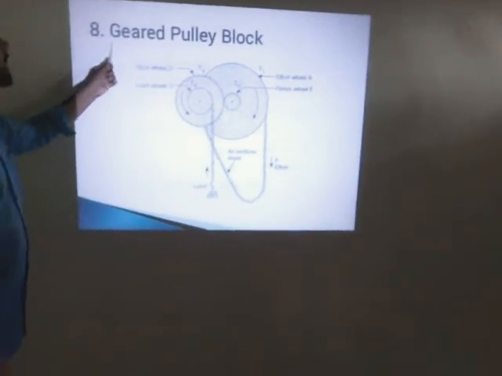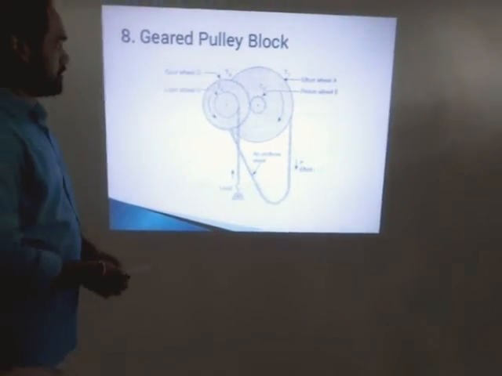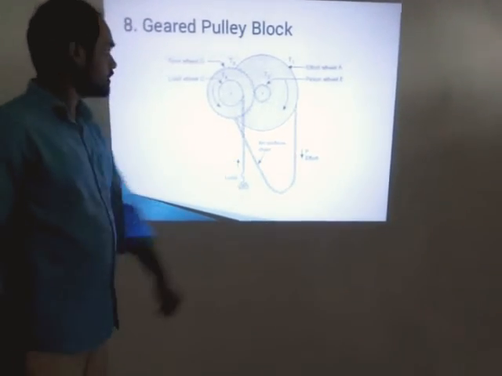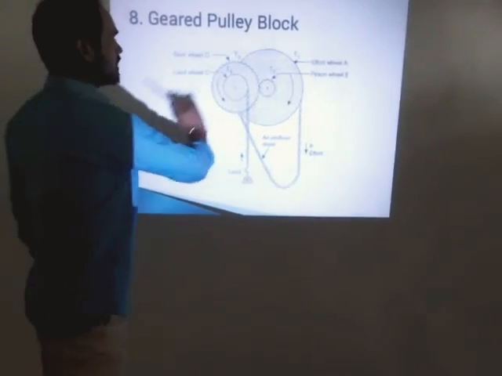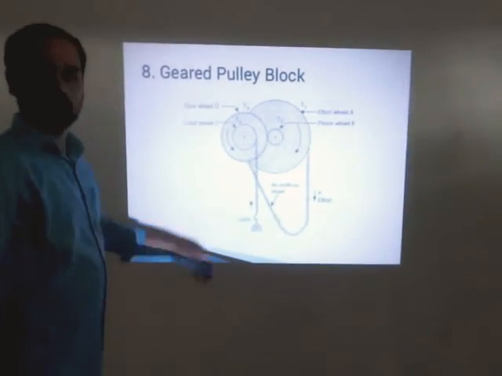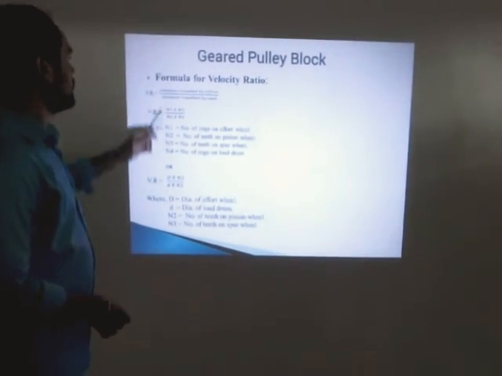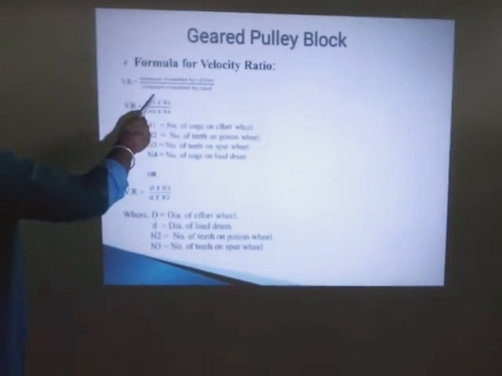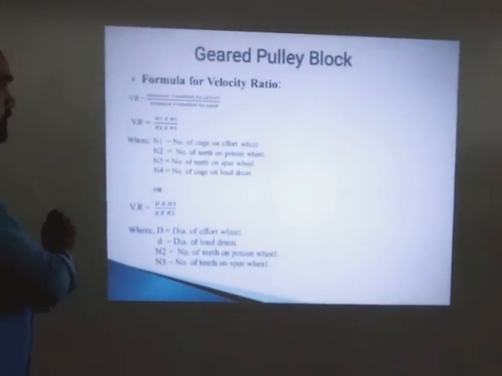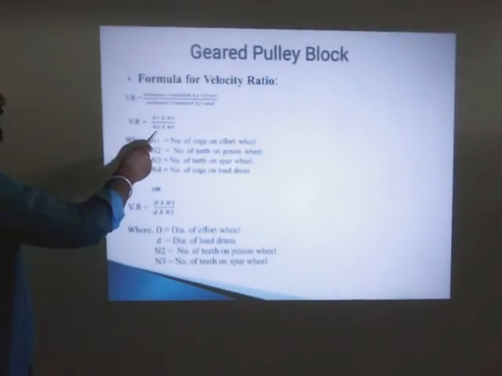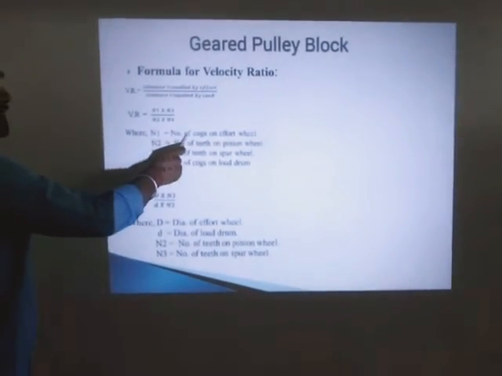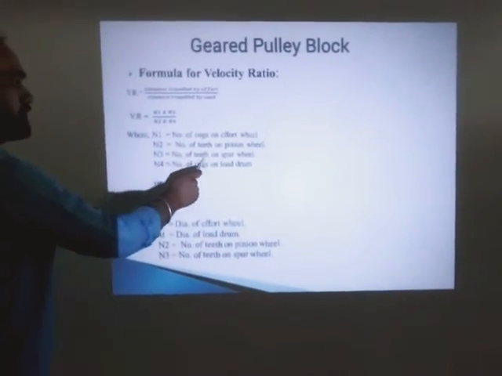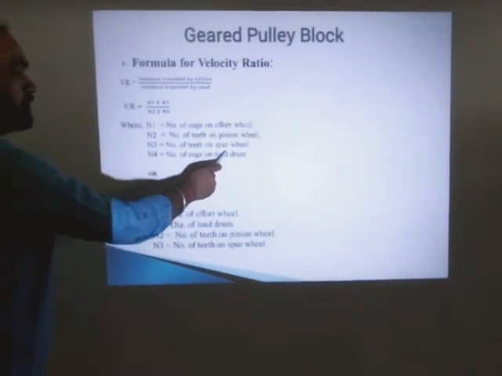And the last machine is geared pulley block. There are two pulleys here. Here is the load and here effort is applied. Here two gear sets are there. One gear set is provided. The formula for geared pulley block velocity ratio is N1 into N3 divided by N2 into N4. N1 means number of teeth on effort wheel, N2 means number of teeth on pinion wheels, N3 means number of teeth on spool wheel, and N4 is number of teeth on load wheel.